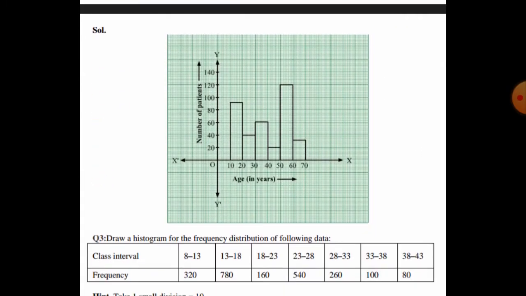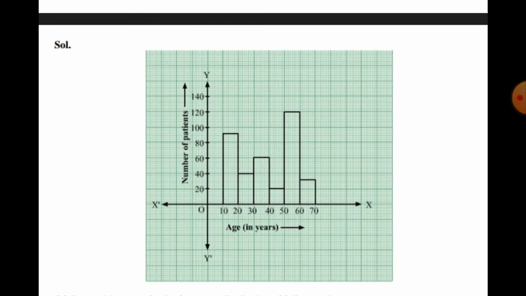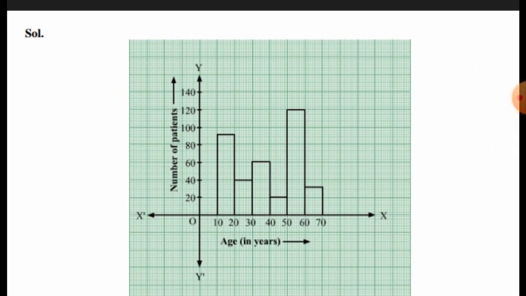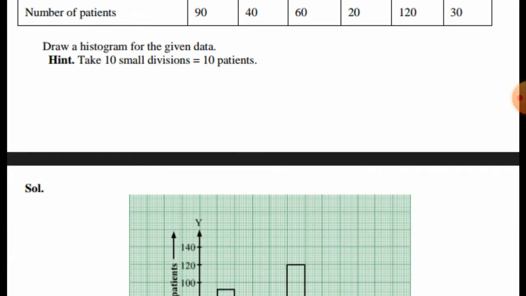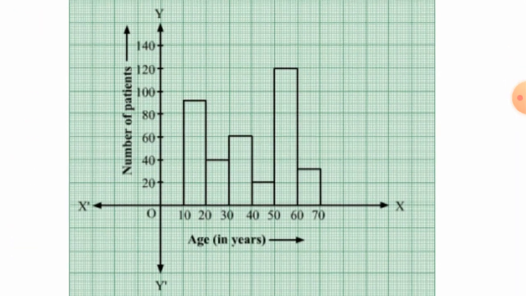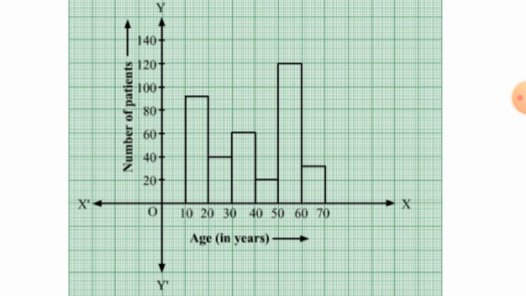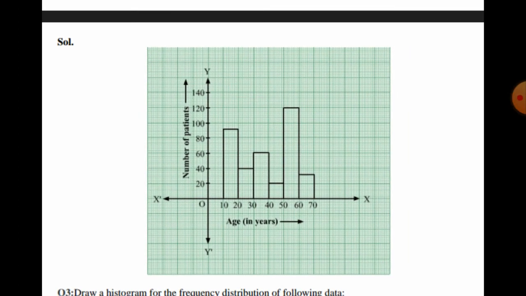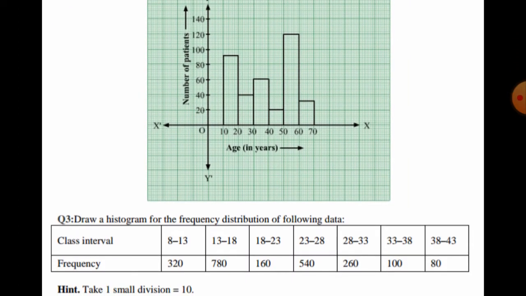Similarly, the class interval 20 to 30 is 40, so 20 to 30 will be taken as 40. Similarly 30 to 40 equals 60, 40 to 50 equals 20, 50 to 60 equals 120, and for the class interval 60 to 70 we are given 30. So this will be between 20 and 40, that is 30. In this way we can make a histogram.